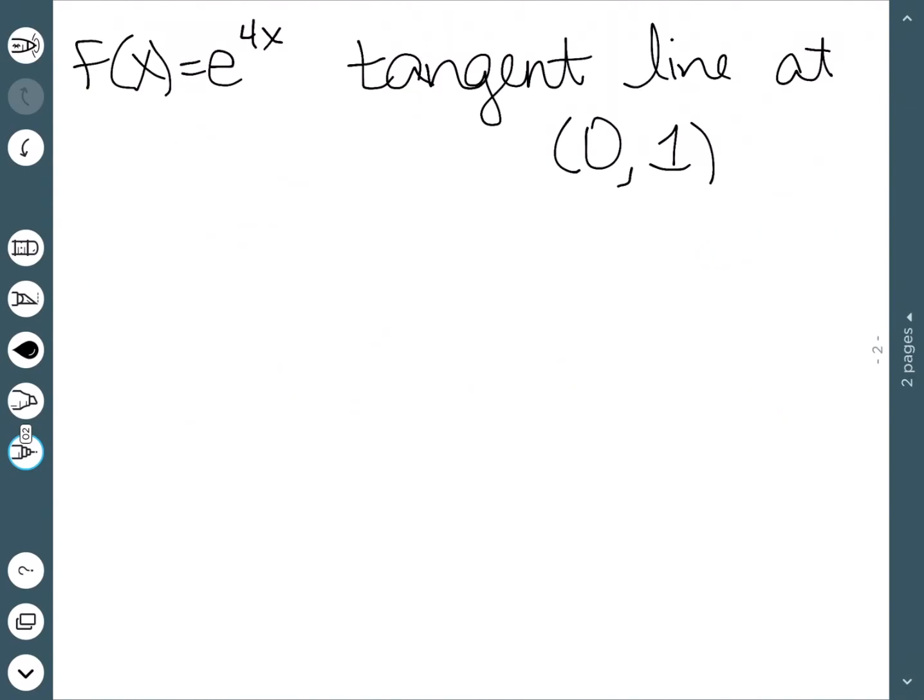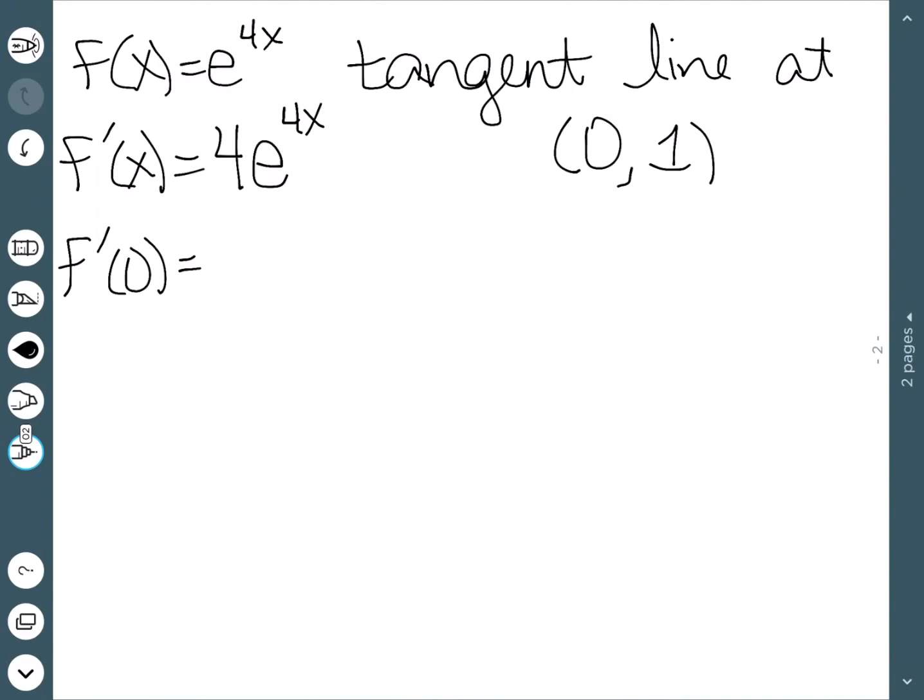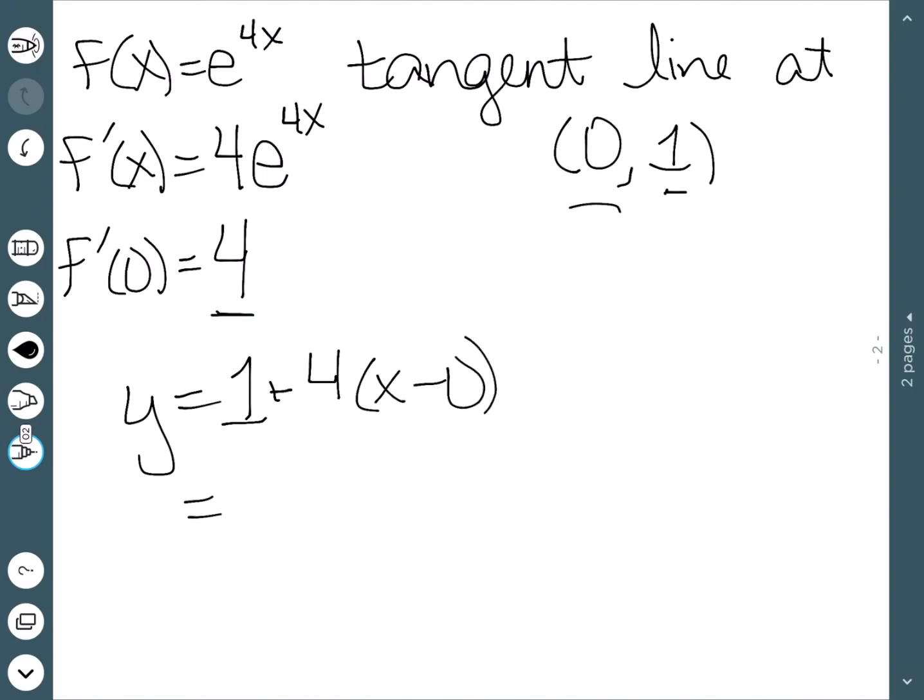Now let's look at this function. We want to find the tangent line at 0, 1. For the tangent line, we do need the derivative, which will be 4 e to the 4x. And we need to evaluate this at our x value, which in this case is 0. e to the 0 is 1, times 4 is 4. So I have my y value plus my derivative times x minus my x value. So if we simplify this, my tangent line would be 4x plus 1.